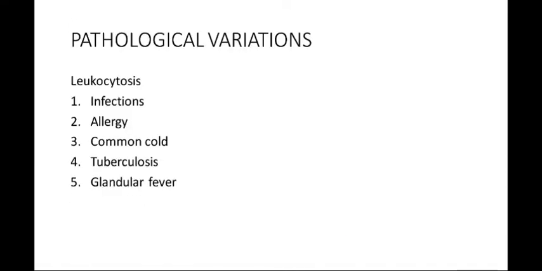Now we will see pathological variations. All types of leukocytes do not share equally in the increase or decrease of total leukocyte count. In general, neutrophils and lymphocytes vary in opposite directions. Now we will see leukocytosis. Leukocytosis is the increase in total leukocyte, that is WBC count. It occurs in conditions like infection, allergy, during common cold, during tuberculosis, and during glandular fever. There is increase in the total WBC count.